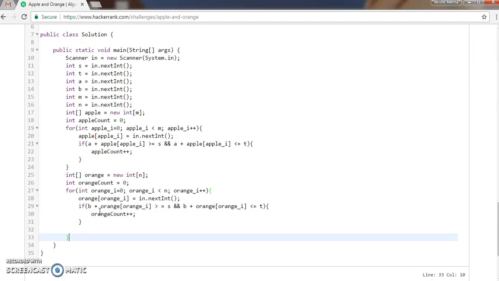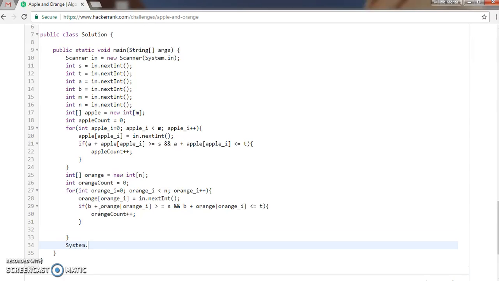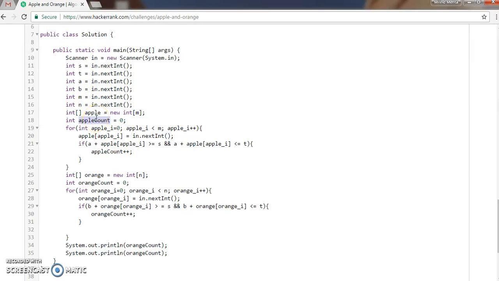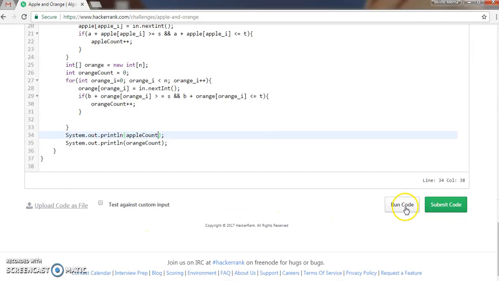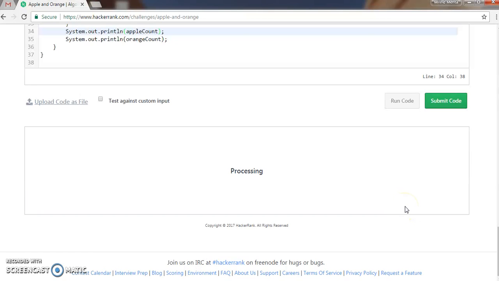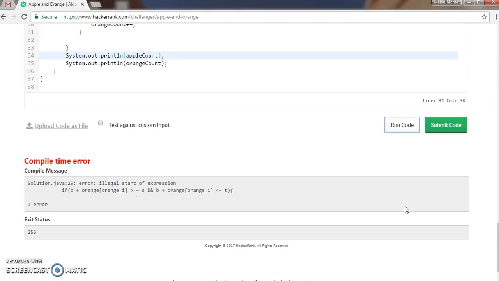And what we need to do at the last, we need to print both the counts. System.out.println. And the apple count. I'm just copying all the variables because of the compilation error, it is not showing. That's why I'm copying that. So let's submit the code. Let's run the code and check whether the first test case has passed or not.